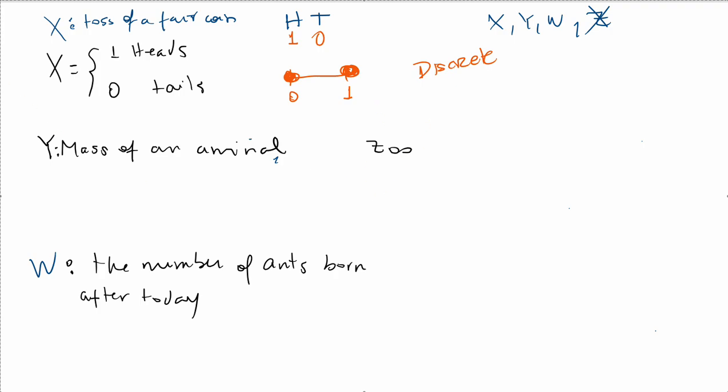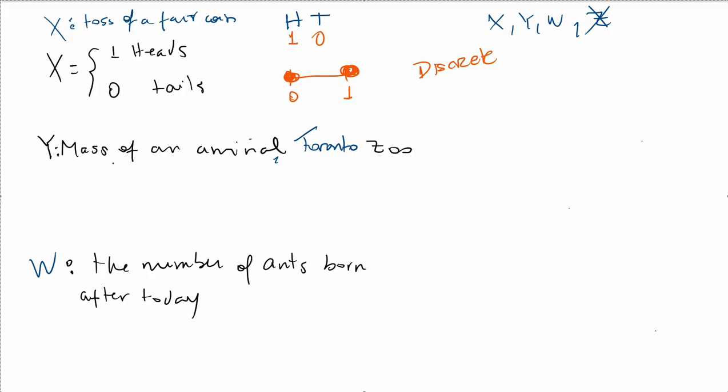Now, let's think about this one. I'm defining a new variable, a capital Y, so it's a random variable. And I'm telling you that this variable represents the mass of an animal in the Toronto Zoo, right? Okay, fine. It's the mass.